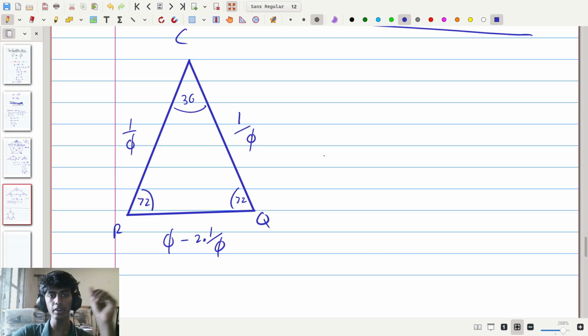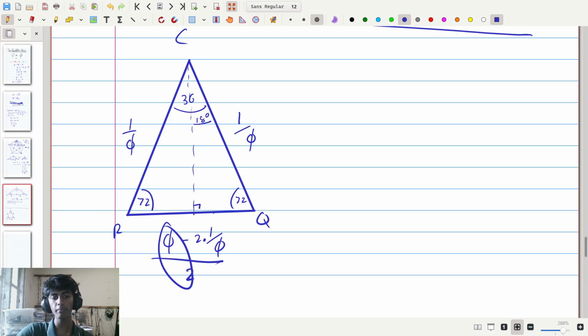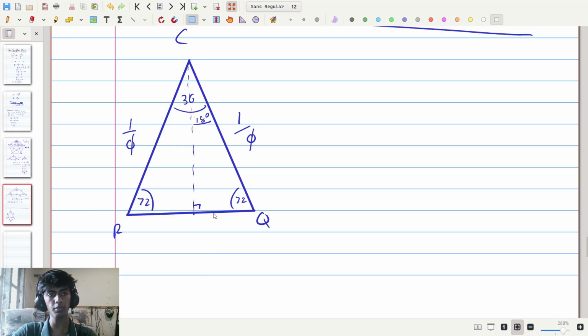So now if we consider dropping a perpendicular down from C once again, we can see this. This angle right here is 18 degrees because we are bisecting the angle. Here we have 18 degrees. What we have here is half of this total length. If I halve this, what we get is phi divided by 2 minus 1 divided by phi. So writing that down, phi on 2 minus 1 on phi. Similarly here this side length is phi on 2 minus 1 on phi.